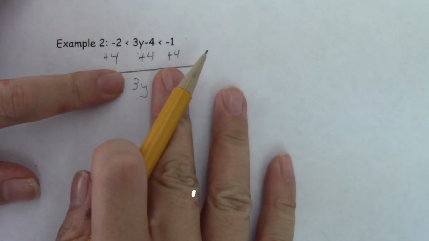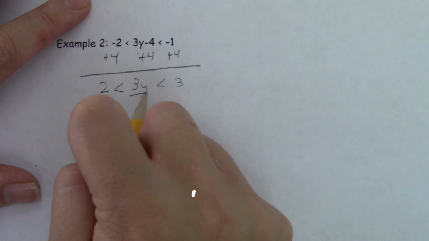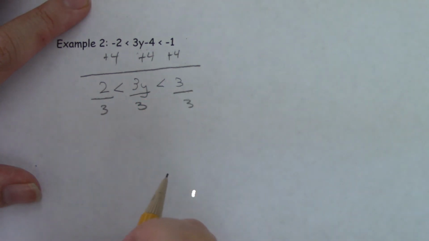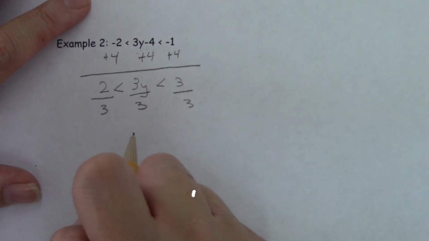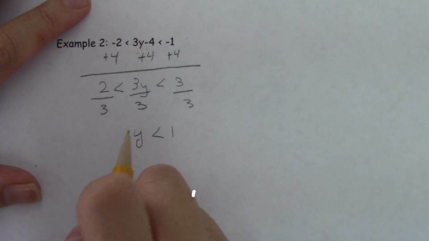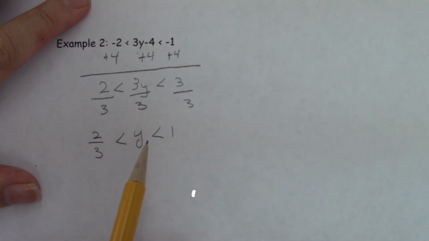Now, to get y by itself, I just have to divide everything by 3. So I'm going to divide this by 3, I'm going to divide this by 3, and I'm going to divide this by 3. When I do that, I should get y is going to be less than 1, but it's going to be greater than 2/3. So my solution, y, is going to be between 2/3 and 1.